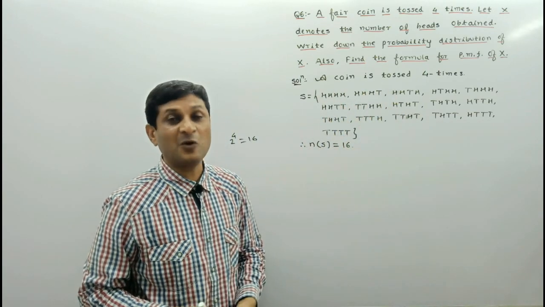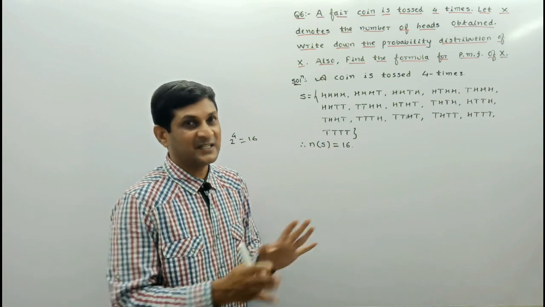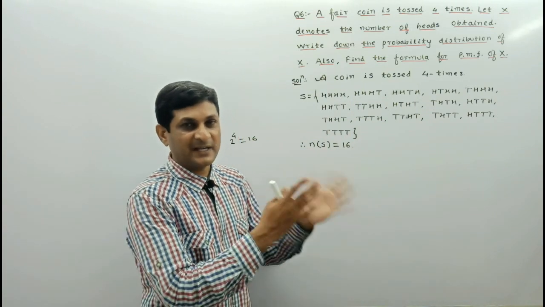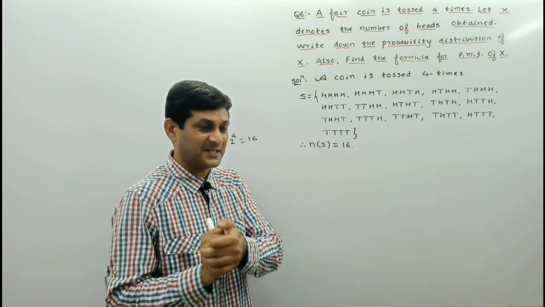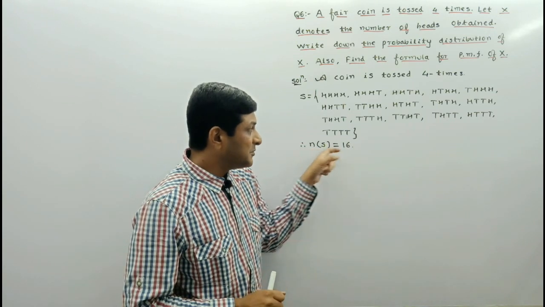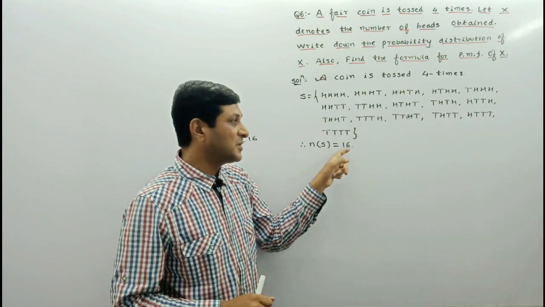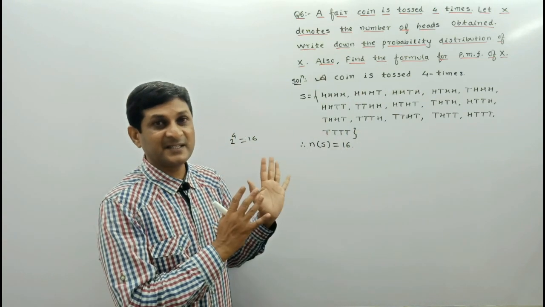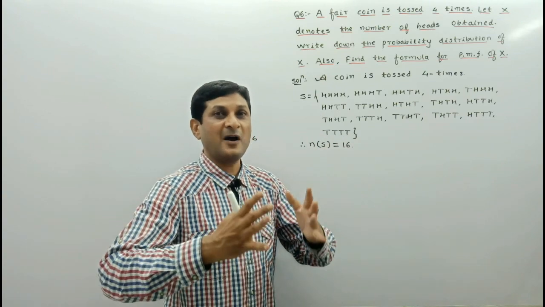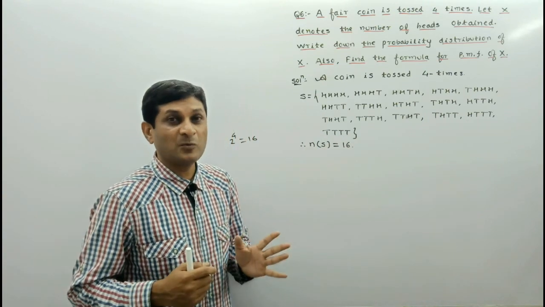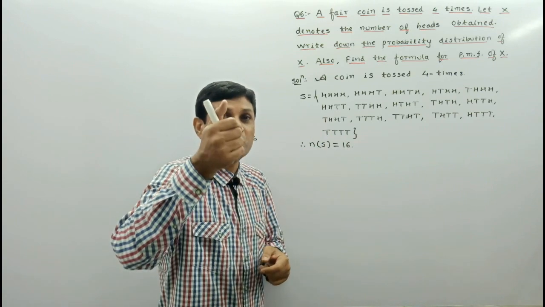We have even discussed how we got these 16 results in some examples, so it is not necessary to discuss once again how we got these 16 results, isn't it? Now here n of S, the total number of possible outcomes, is equal to 16. S is the set. S is what? Sample space, meaning the set of all possible outcomes of the random experiment. And here what is the random experiment? A coin is tossed how many times?